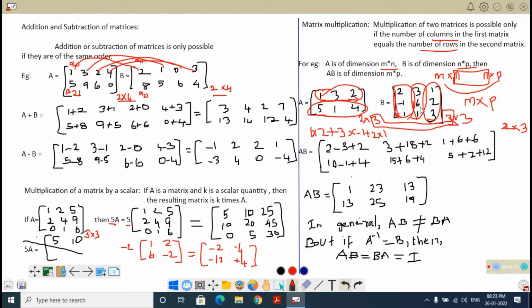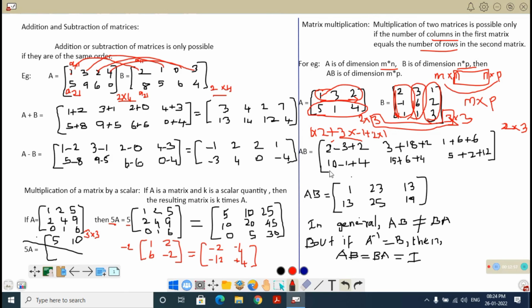Then second row third column: 5 times 1 is 5, 1 times 2 is 2, 4 times 3 is 12. Now you just add all these terms and write the matrix AB. So 2 minus 3 is -1, or you can add like this: 2 plus 2 is 4, 4 minus 3 is 1. Then 18 plus 2 is 20, 20 plus 3 is 23. 6 plus 6 is 12, 12 plus 1 is 13.